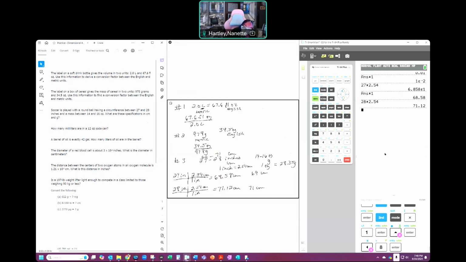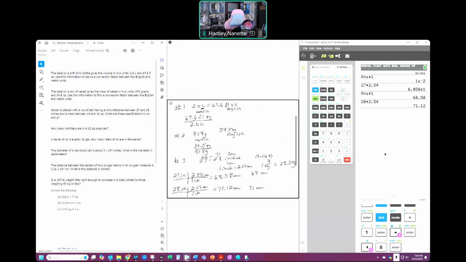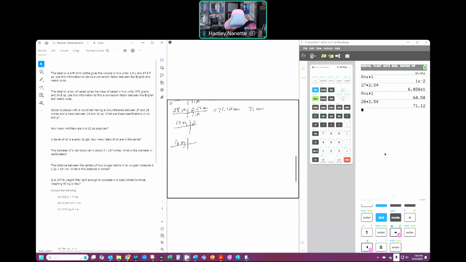Awesome. And then we have this 14 to 16 ounces. So 14 ounces and 16 ounces. And what I had written here was that 1 ounce is 28.35 grams. So 28.35 grams in 1 ounce. Ounces cancel. I can set up both of those calculations.